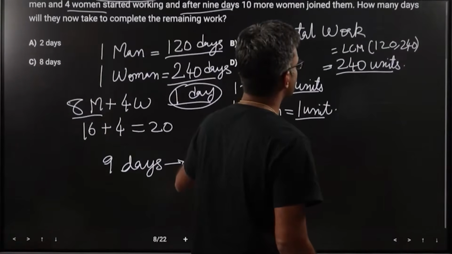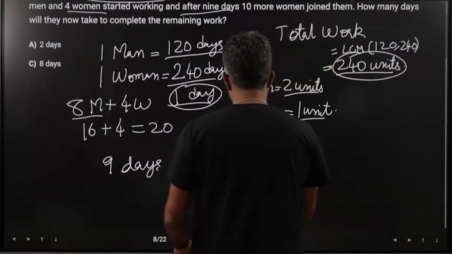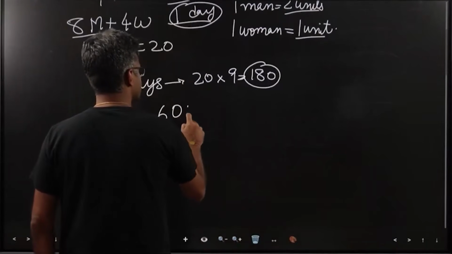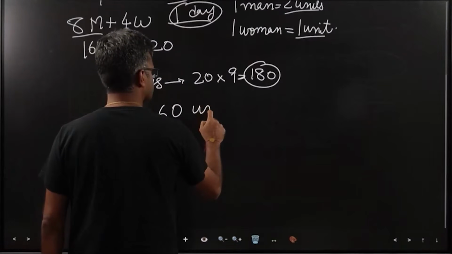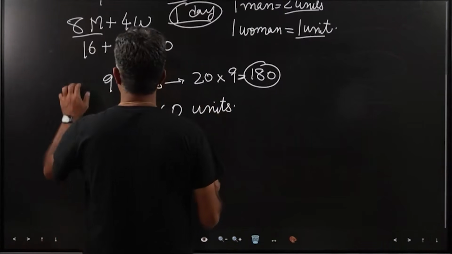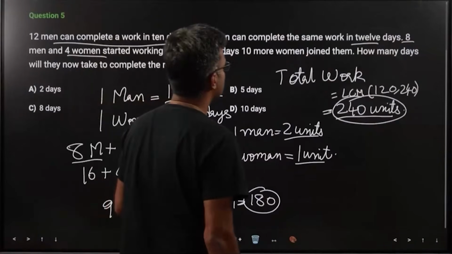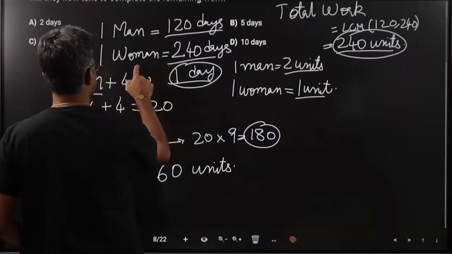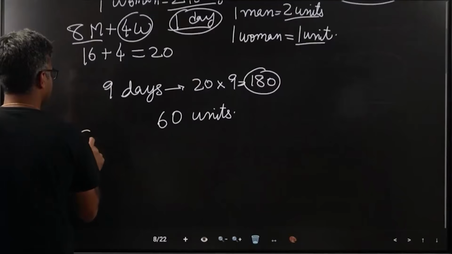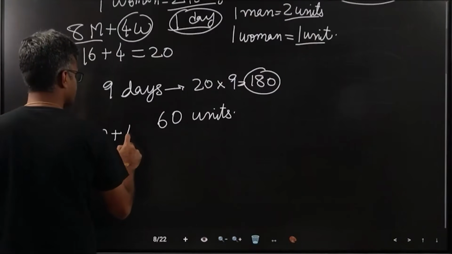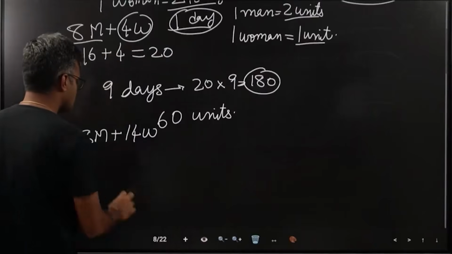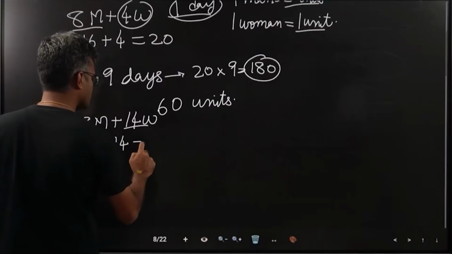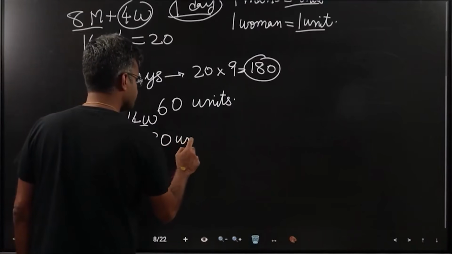Now what we know is that the total work that needs to be done is 240 units. 180 units was done by these guys. So how much work is left? The amount of work that is left is 60 units. What we are now told is 10 more women joined them. So initially we had 8 men and 4 women. Now we will be having 8 men and 14 women. Now 8 men will do 16 units of work, 14 women will do 14 units of work. So both of them together will do in one day 30 units of work.